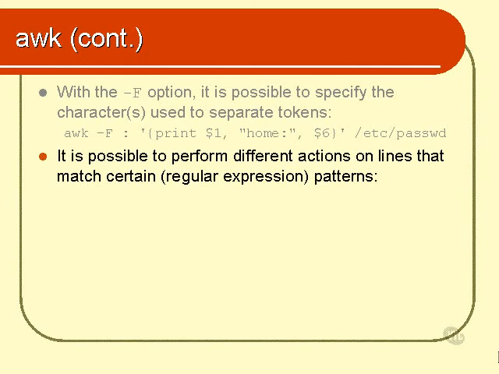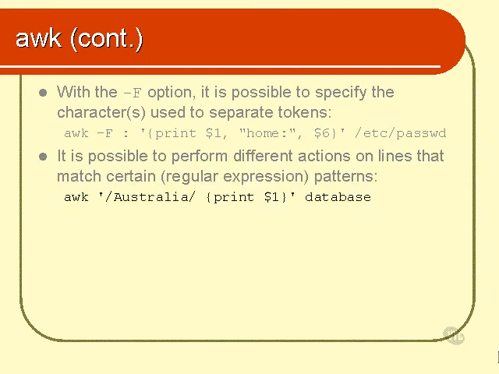Now it's actually possible to perform different actions on lines that match certain patterns. In other words, you can have one collection of actions for lines that match one pattern, and another collection of actions for lines that match a different pattern. For example, for all the lines that have the word Australia somewhere in the line, we just want to print out the very first parameter on that line, whatever that happens to be.